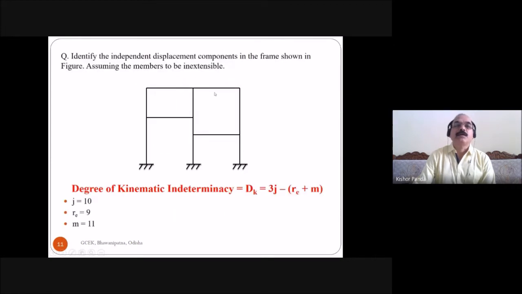If extension of the member takes place, in that case, what is the degree of kinematic indeterminacy? Dk is equal to 3j minus r. You do not have to take the member term; you only have to take 3j minus r. So 3 into 10, 30, minus r, 9. 30 minus 9 is equal to 21. So in that case, the degree of kinematic indeterminacy is 21.